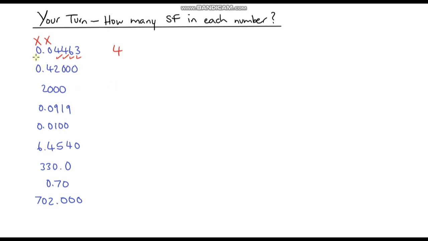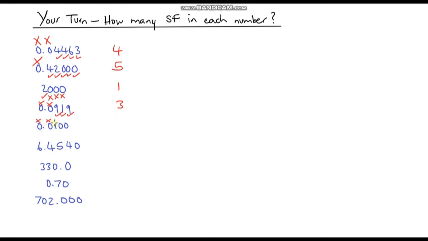Okay, the second one here, this zero is not significant, and then the 4 is, the 2 is. Now this is the strange situation where we've got a decimal point, so these are significant. We've got an extra 3 here, so we've got 5 in total. Okay, the next one, the 2 is significant, but these ones are not significant because there is no decimal point. So there's only one significant figure there. Okay, the next one, these are not significant. So the 9 is, and then the 1 is, and the 9 is. So there's 3 over here.